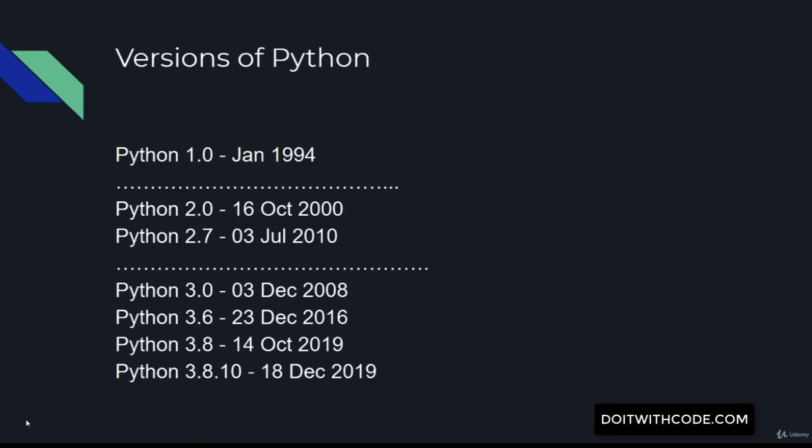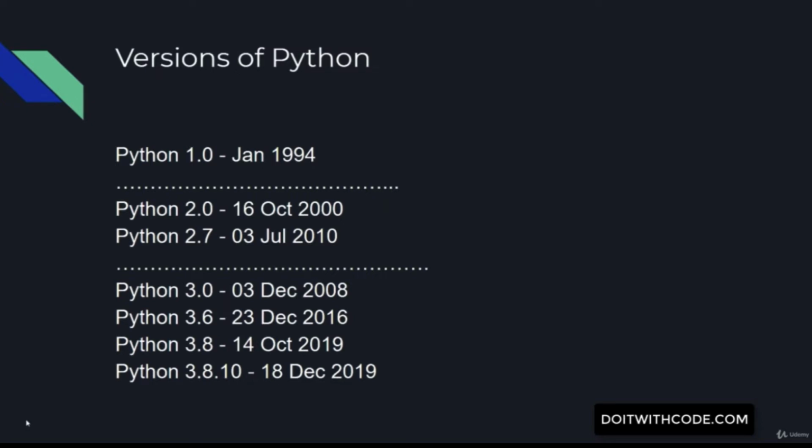So this is the list of different versions. Although many more versions were released than this small list I have here, these are the major and very famous ones. Python 1.0 was released in January 1994. We are not going to talk about this version since it's a very old version.